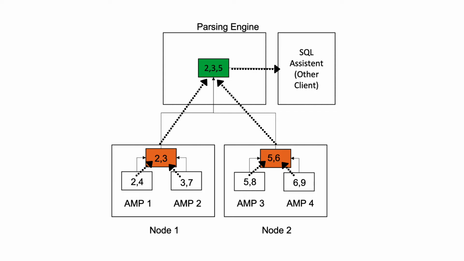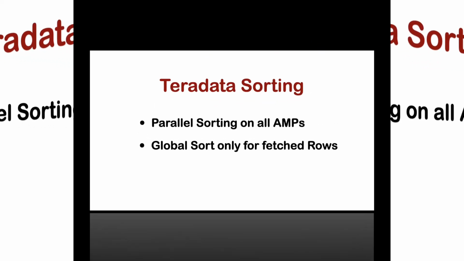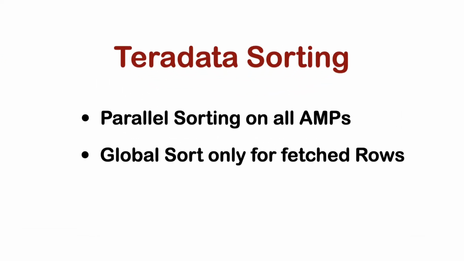The excellent performance of this sorting algorithm results from two properties. First, the AMP local pre-sorting step is done in parallel on all AMPs, and sort performance increases with the system size. This provides good scalability. Second, Teradata must sort only the client-requested rows in the last global merge step.